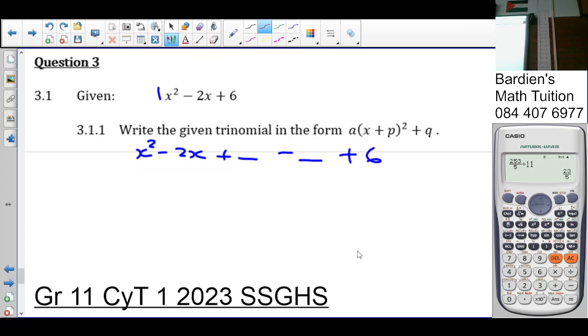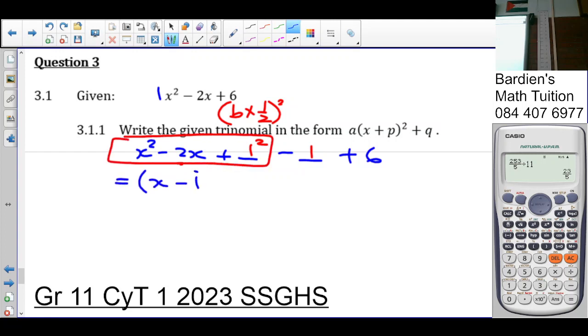So what's the number in this case? It's going to be (b times half) squared. So what's b in this case? It's 2. 2 times half is 1, and 1 squared is a perfect square trinomial. So that's going to give us (x minus 1) squared minus 1 plus 6, which is 5.